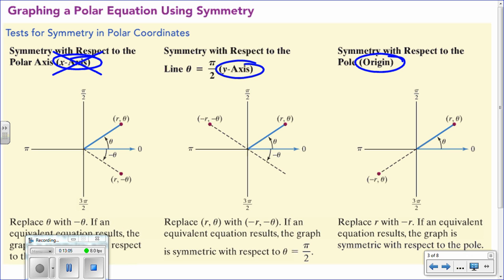And so the first one, instead of calling it symmetry with respect to the x-axis, we will call it symmetry with respect to the polar axis. And instead of y-axis symmetry, we call it symmetry with respect to the line pi over 2, which is this vertical line. Like in bearings, we used to call that line the north-south line. So think of it that way. And then, instead of calling it symmetry with respect to the origin, we will call it symmetry with respect to the pole.